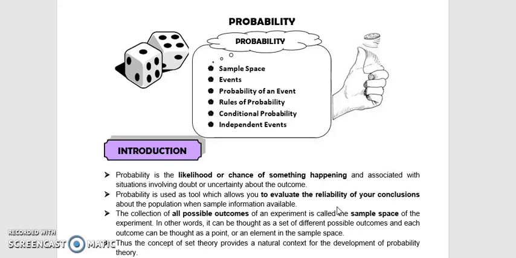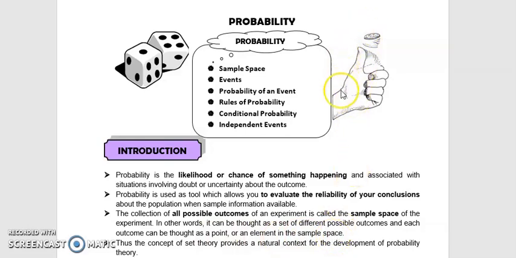The collection of all possible outcomes of an experiment is called the sample space. Later on I will explain in detail about experiment and the sample space. In other words, it can be thought of as a set of different possible outcomes, and each outcome can be thought of as a point or an element in the sample space.